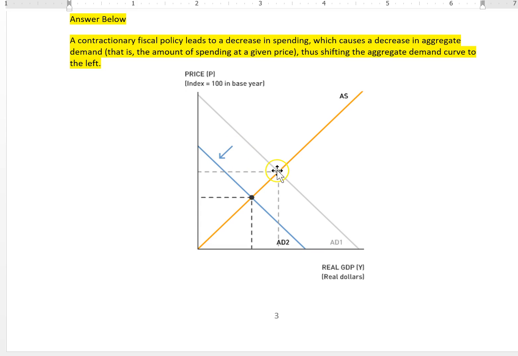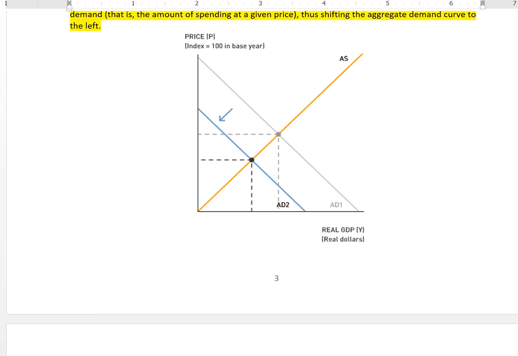And you can see the old equilibrium with the aggregate supply and the old aggregate demand, we had an output level of this much and a price level of this much. When you shift the demand curve over to the left, you have a new equilibrium price, which is lower, and a new equilibrium level of output, which is also lower. And that's how you basically illustrate that with aggregate supply and aggregate demand.